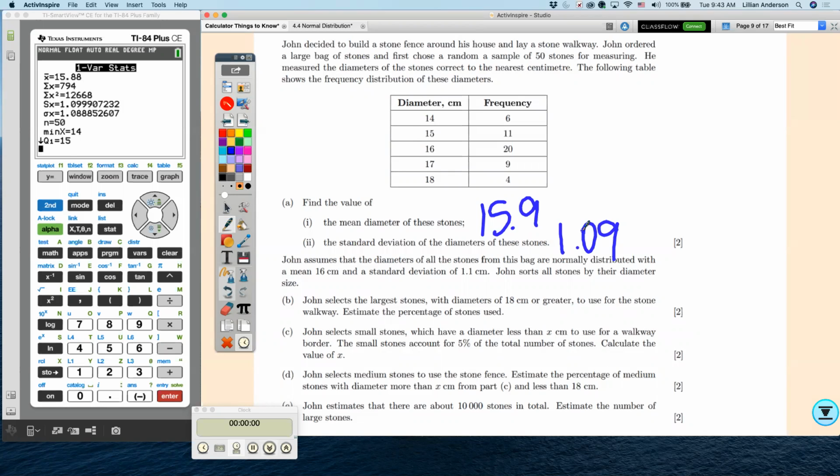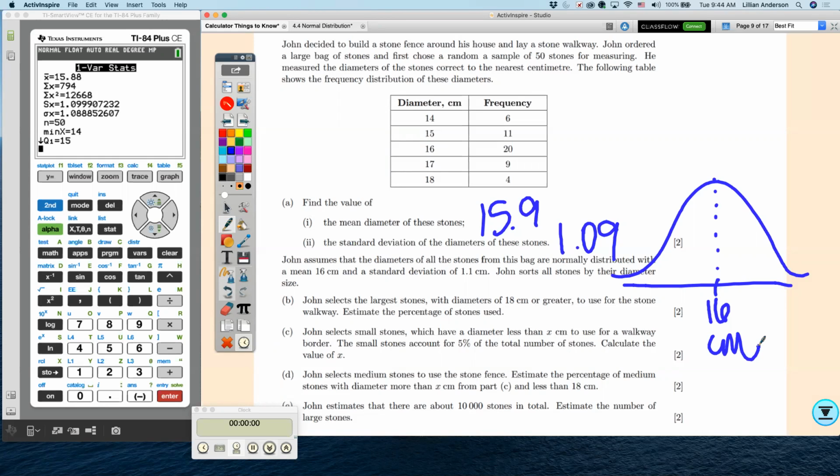John assumes that the diameters of all stones in the bag are normally distributed with a mean of 16 and standard deviation of 1.1. I picked this problem because it hit two things in one. John sorts all stones by their diameter size. Remember, normal distribution curves are that bell curve where what is in the middle? The mean. And this is exactly how you show your work on these problems. Do not do any type of calculator notation, no normal CDF, nothing. You draw the normal distribution curve and do the correct shading.